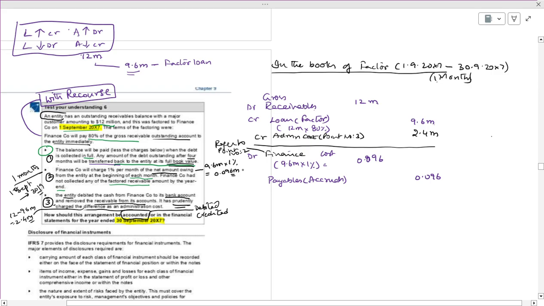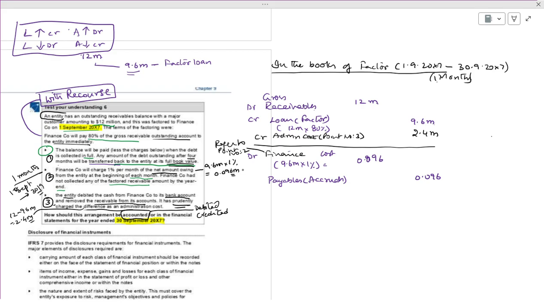What happens after 4 months? That is a different story. As of now, 12 million is the factoring amount. 9.6 million is the amount we have taken as a loan, and the 2.4 million difference is treated as admin cost. Again, this 2.4 million also we will get back. That is a temporary arrangement.